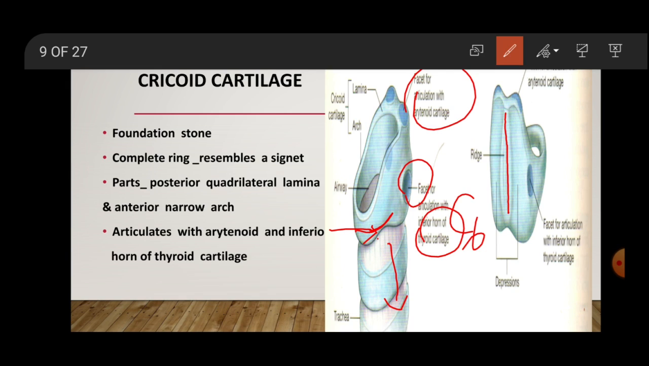So the cricoid cartilage is the foundation stone of the larynx, and it is the only cartilage of the larynx that forms a complete ring around its cavity. It is shaped like a signet ring, and its parts are a broad quadrilateral lamina posteriorly and a narrow arch anteriorly. This cricoid cartilage is of hyaline variety and hence prone to calcification and ossification with age. And this acts as an important landmark for various events that take place at the level of the C6 cervical vertebra.